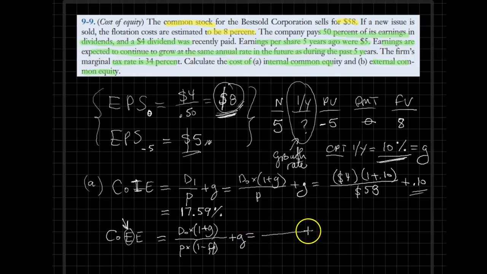The numerator, as I said, is the same thing. So $4 times 1.10 divided by the price of our common stock, $58. However, we have to give 8% commission to the investment banker, and we add back the 10% as well. Making this whole calculation, we realize the cost of external equity stands at 18.25%. And that's not a surprising result for us.